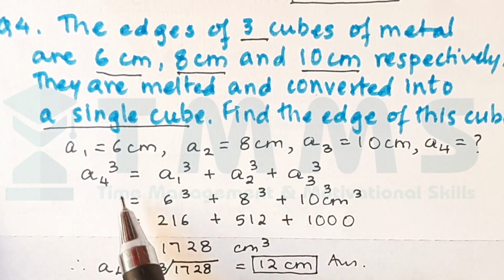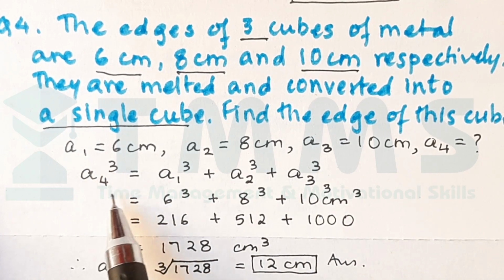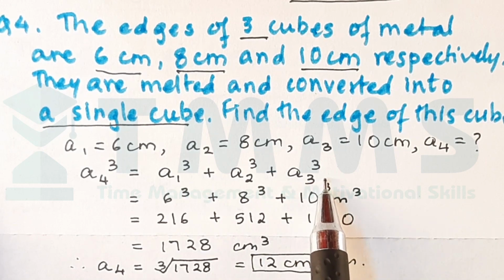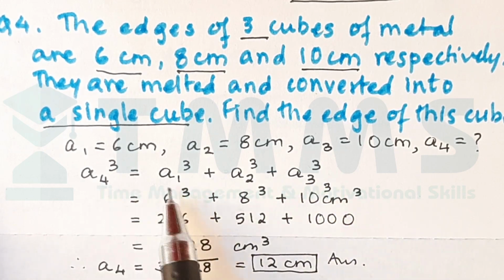So after writing this, we are going to take the volume of the fourth cube will be equal to the sum of all the volumes of these 3 cubes. So we write it like so.